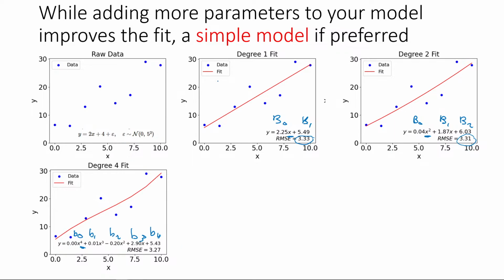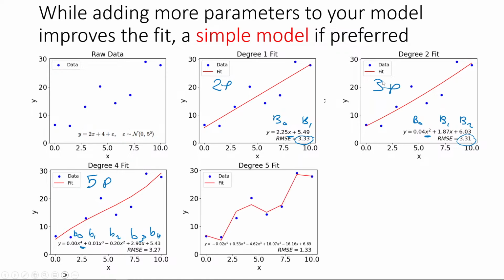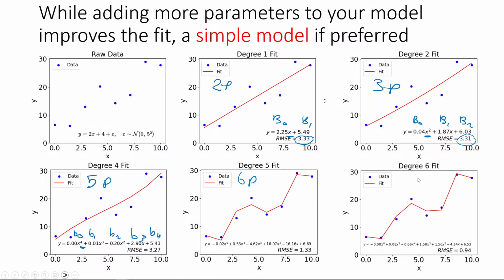So this model has 2 parameters, this model has 3 parameters, this model has 5 parameters. This model here, degree 5, has 6 parameters, and this model, of degree 6, will have 7 parameters. Okay, and you see this model is a perfect fit for my data, and its root mean square error is very small.